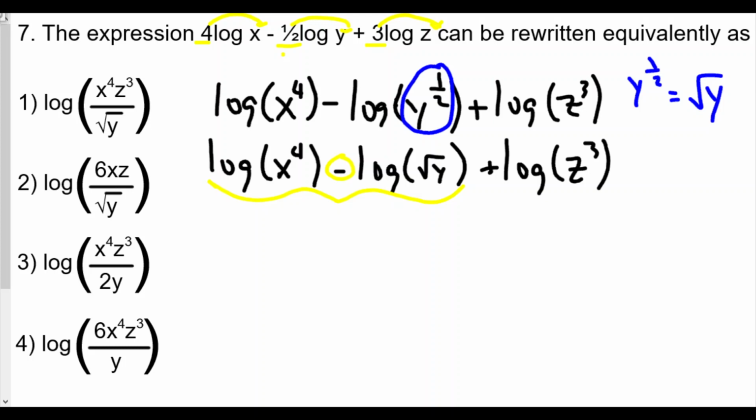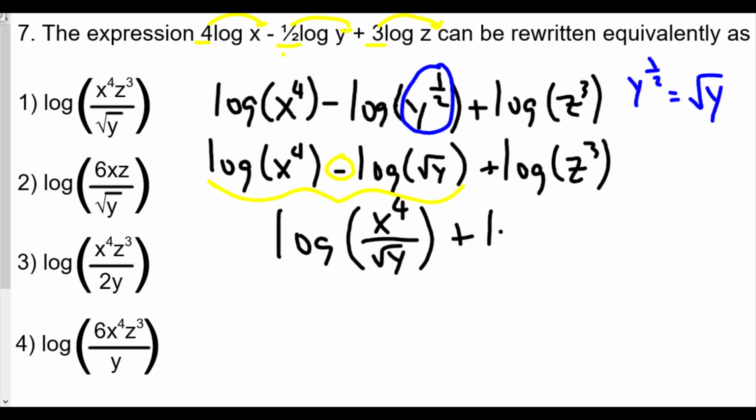Our quotient rule says we can combine these two logs into a single log, where they are dividing each other, where the first input is the numerator of the fraction and the second input is the denominator. So log x to the fourth minus log of the square root of y becomes log of x to the fourth over the square root of y.